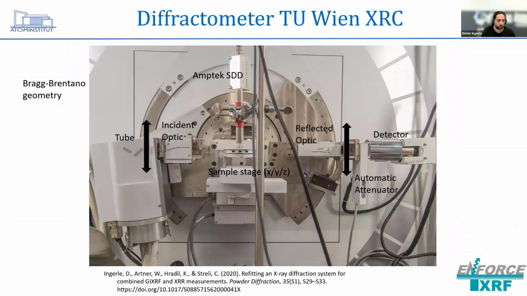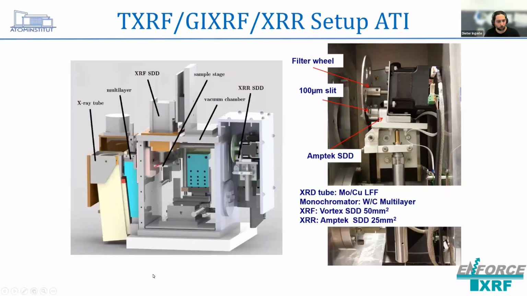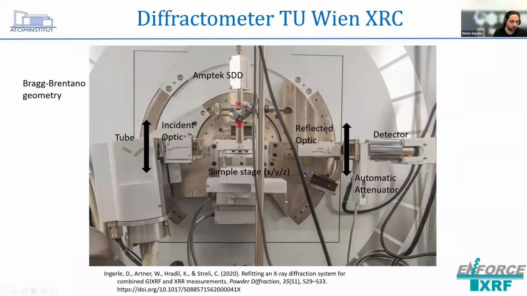Yeah, okay, so that was basically the first approach we chose for building a combined instrument. And the other approach, which is also relatively clear, is that you can take a diffractometer, which is already built more or less for X-ray reflectivity measurements. What it's missing is basically the fluorescence detector.